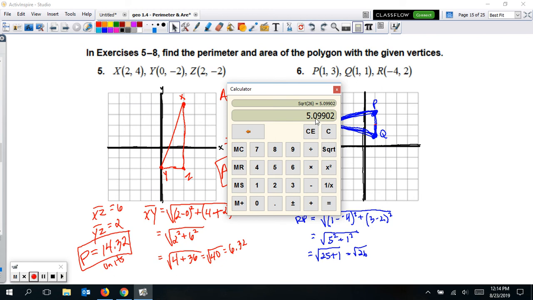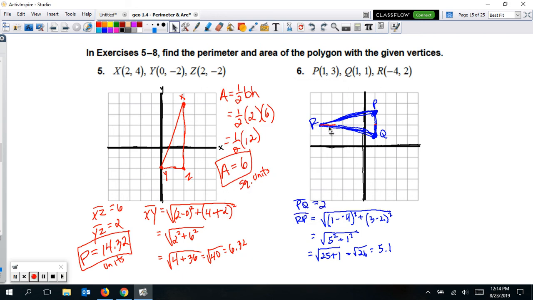Or just on this one, since it's going to be 5.10, you can just say 5.1 then. So it's going to be 5.1 if we round it. And so now what we can do is they're both going to be 5.1. So as we're finding the perimeter, it's going to be 5.1 plus 5.1 and then plus 2. And that's going to give us a perimeter of 12.2 units as we add these up. So there's our perimeter. That's the distance around the outside.